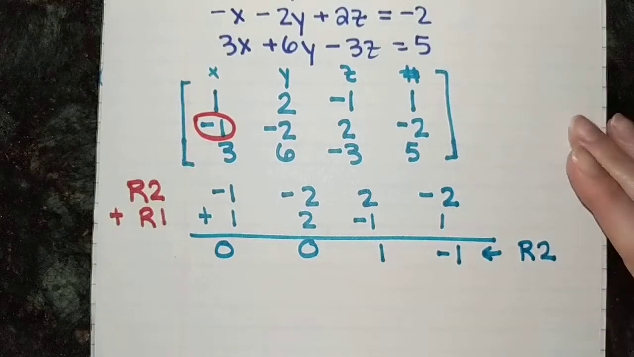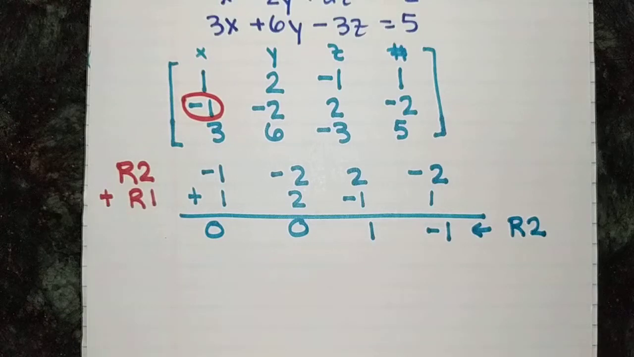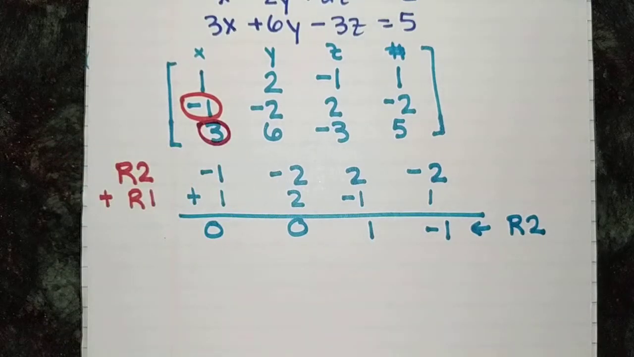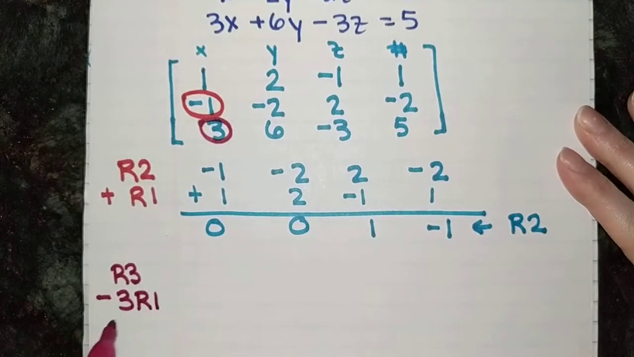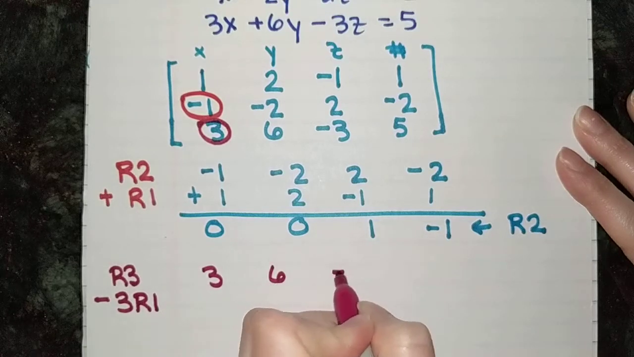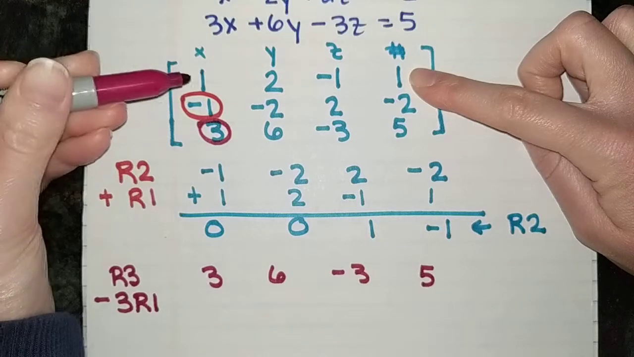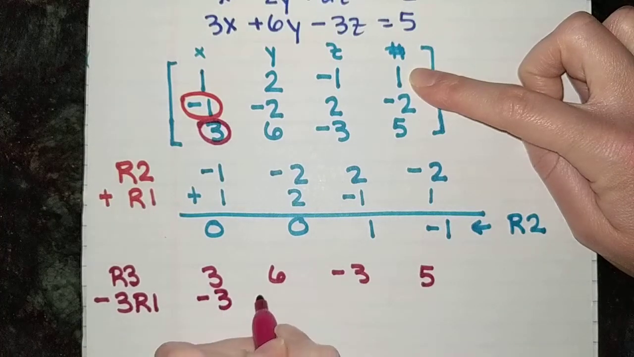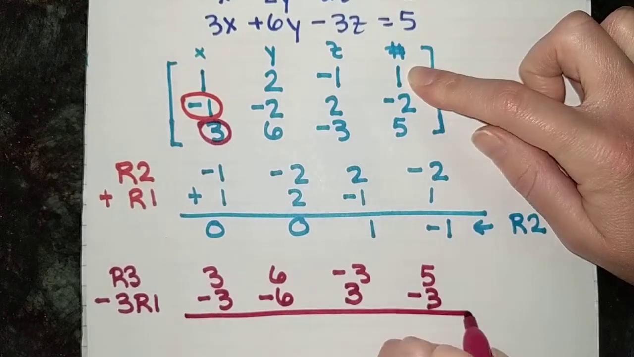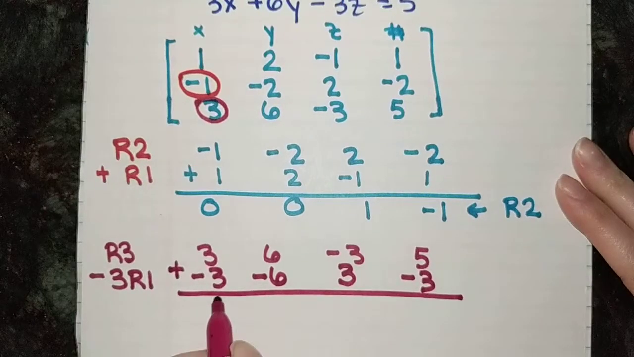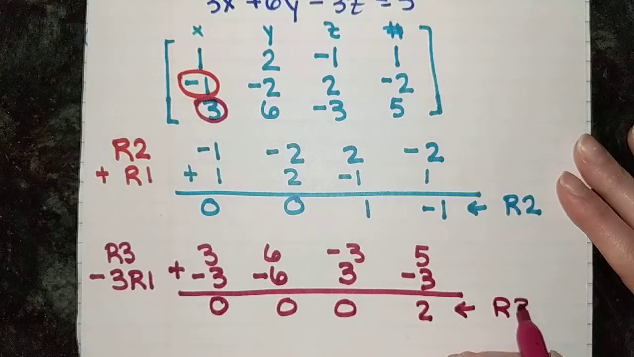Now, while we're at it, we can look at our row 3. So row 3 also needs to get a 0, and to get that 0, you're going to take row 3 minus 3 times row 1. So you'll have 3, 6, -3, 5, and multiply by 3 the entire row 1. So -3, -6, +3, -3. And then you'll add those two together. So this gives you 0, 0, 0, 2, and this is your new row 3.